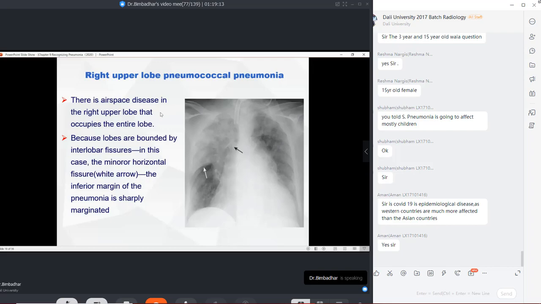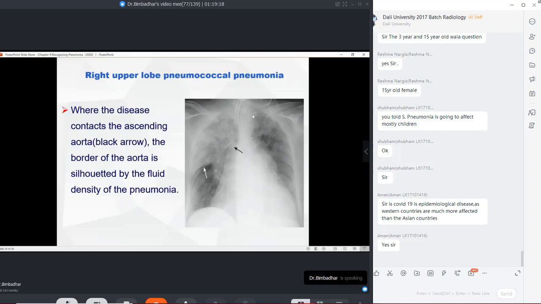You can also see in this patient that the ascending aorta has been obliterated. Where the ascending aorta shadow and the superior vena cava shadow should have been present, that one is also obliterated. So this is the sign: if the ascending aorta is not shown, it means the problem is present in the right upper lobe. There is also a lobar involvement with a sharply defined minor fissure, right?